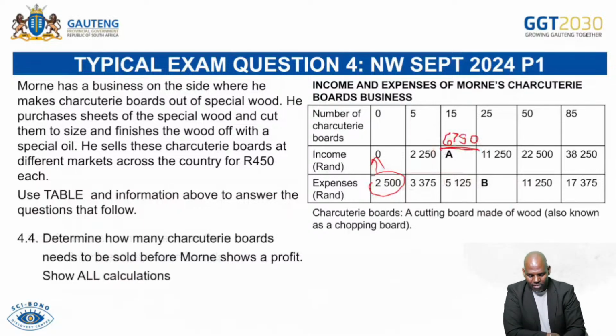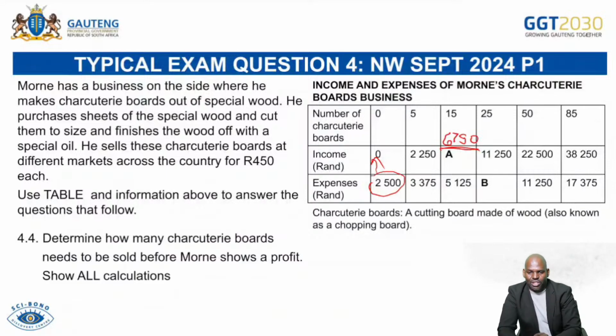Okay. Now, if it's 6,750, you can see that this one, 5,125, is smaller than 6,750. So at 15 items, Mornay made a profit. But the question is, determine how many territory boards need to be sold before Mornay shows a profit. In other words, the number of boards where the income and expenses are equal.